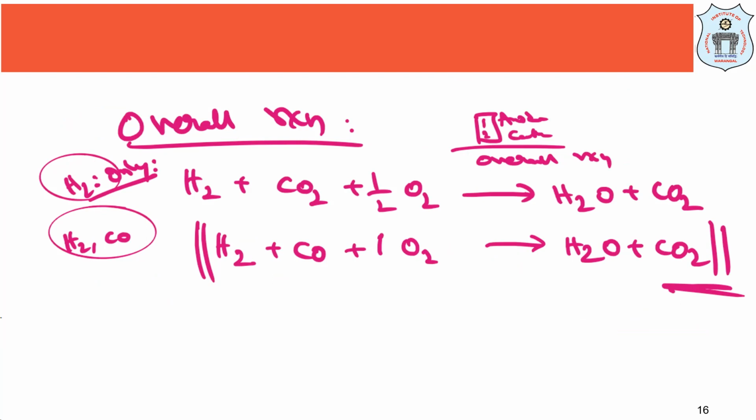Now the overall reaction. We know that in any electrochemical reaction, balancing the anode reaction and the cathode reaction gives the overall reaction. So what is the overall reaction here? H2 plus CO2 plus half O2 gives H2O plus CO2.